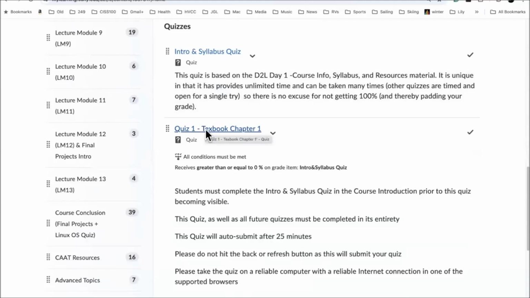Quiz 1, chapter 1. So the textbook quizzes. These are timed and you get a single attempt. Do not close the window. Do not hit the back button. Do not hit the refresh button because it will lock you out of the quiz. It'll take it as if you submitted the quiz.